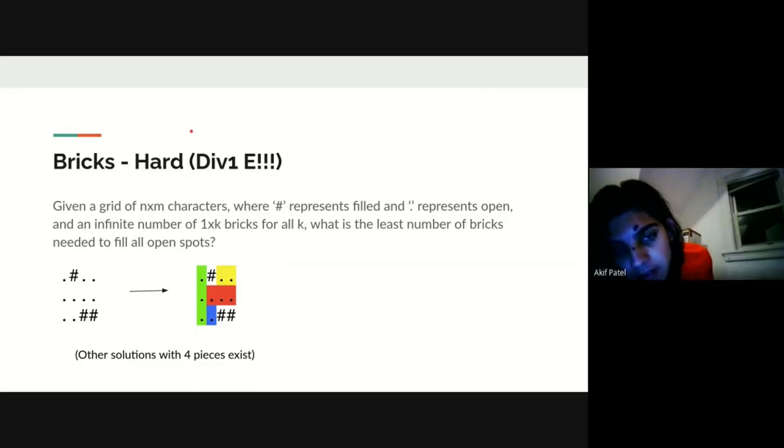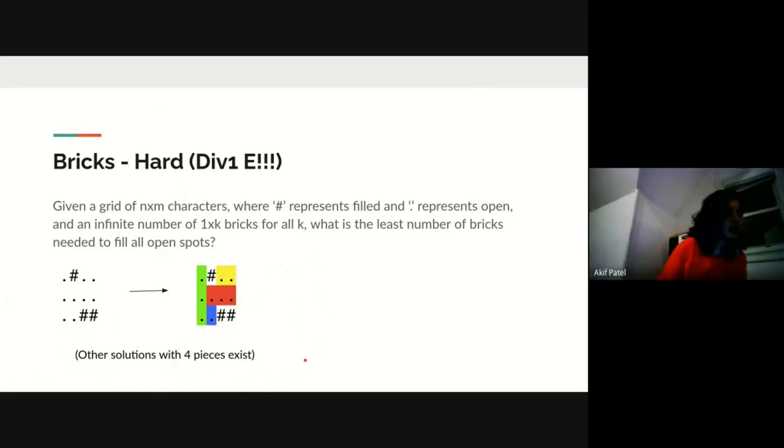You're given a grid of n by m characters where hashtags represent filled and dots represent unfilled characters. And you have an infinite number of 1 by k bricks for all k. What's the least number of bricks you need to fill all the open spots? For example, for this one, you need 4 bricks. This one can go here, this one here, this one here, and this one can fill the little spot in the middle. And there are other solutions with 4 pieces here.